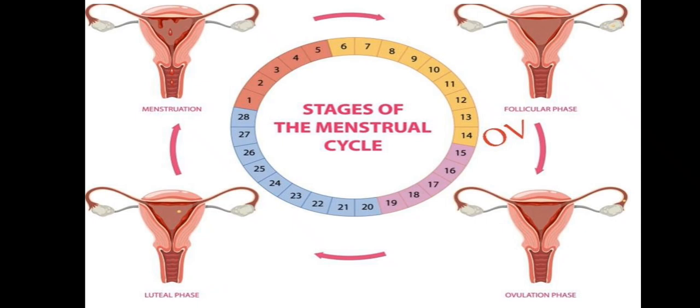Why? Because the way this cycle operates is that when something is taking place, for example, from day 1 up to day 14 in the menstrual cycle, then something else is also taking place in the ovarian cycle from the very day 1 up to day 14.